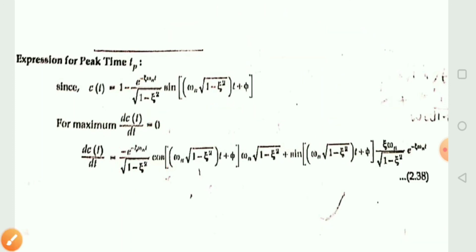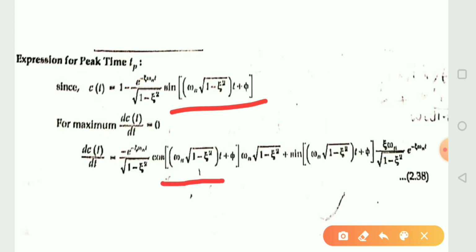Now here the first term is e to the power minus zeta omega n t upon under root of 1 minus zeta square, and the differentiation of sine theta is cos theta, so here we can write cos theta. Now this is the theta and we take differentiation with respect to t. Here theta equals omega n under root of 1 minus zeta square t plus phi, so we again take differentiation of this. It is only omega n under root of 1 minus zeta square with respect to t, and the differentiation of phi with respect to t is 0.